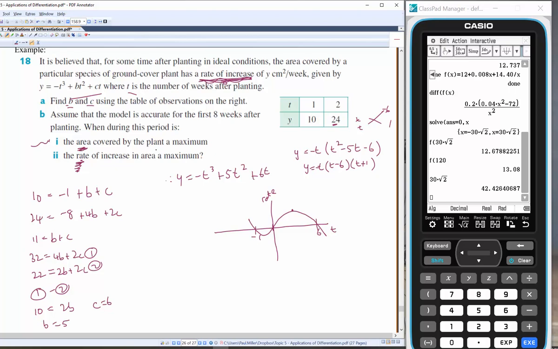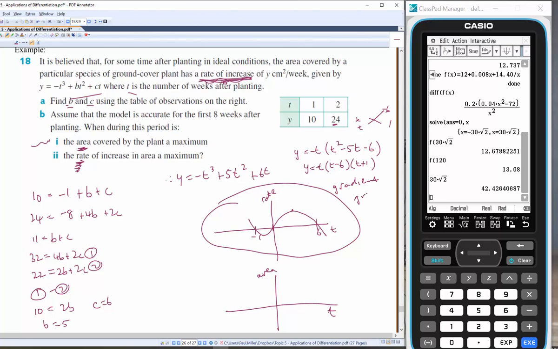To do this one, what we've got to think of is what would the original graph look like, which is area versus time. And what this actually represents is the change in area over time. So the way to think about this is that it's the gradient graph. What would the original graph actually look like? Well, let's have a think about that.